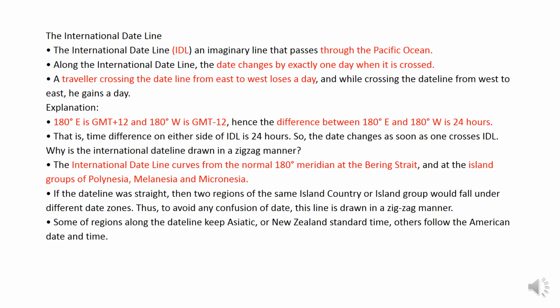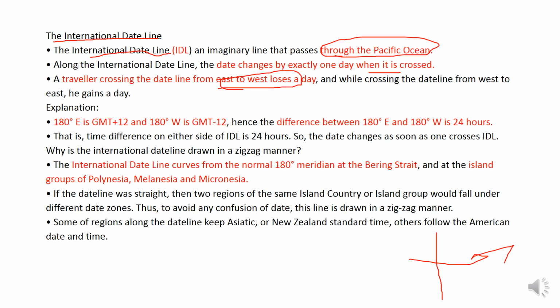So what is the international dateline? The international dateline is an imaginary line that passes through the Pacific Ocean. Along the international dateline, the date changes by exactly 1 day when it is crossed. A traveler crossing the dateline from east to west loses a day, and while crossing the dateline from west to east, he gains a day.